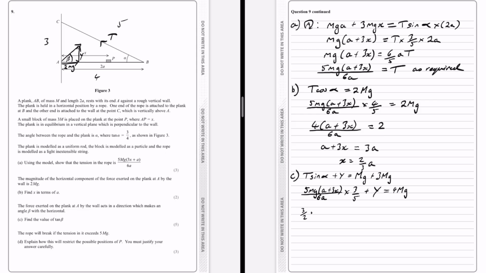Next, substituting our value for x, that's 2/3 a, into the fraction, we'll get a plus 3 lots of 2/3 a. It's going to be 3a. 3a will cancel with 6a. We'll cancel also with the 3/5. It all simplifies nicely down to 3 over 2 mg. Plus Y will be equal to the 4mg. So subtract 3 over 2 mg, we'll get Y equals 2.5mg. Then tan of beta will be equal to the vertical component divided by the horizontal component, 2.5mg divided by 2mg, which is 5 over 4.